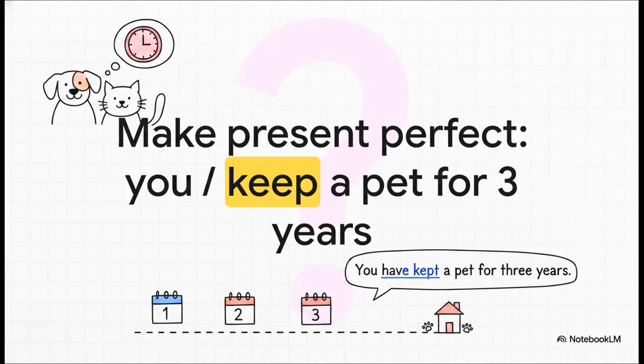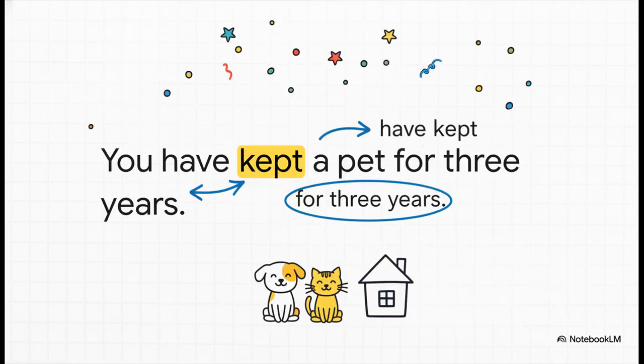Make this into a positive present perfect sentence. You keep a pet for 3 years. Take 3 seconds. 3, 2, 1. And the answer is, you have kept a pet for 3 years. Great job. The subject you takes the auxiliary have, and the past participle of keep is kept. And notice that for tells us the duration.